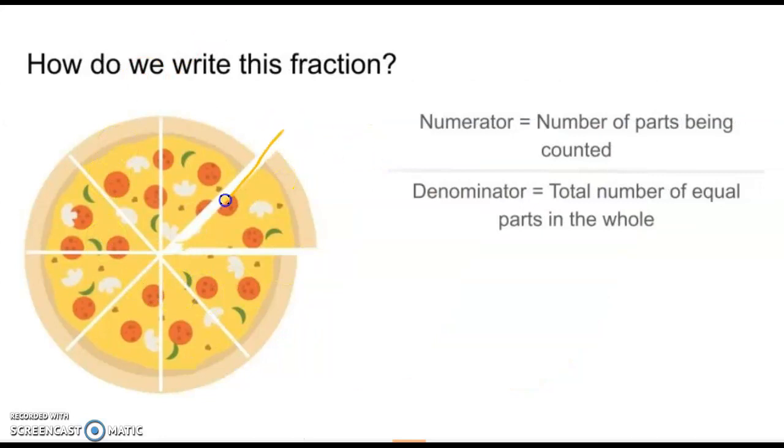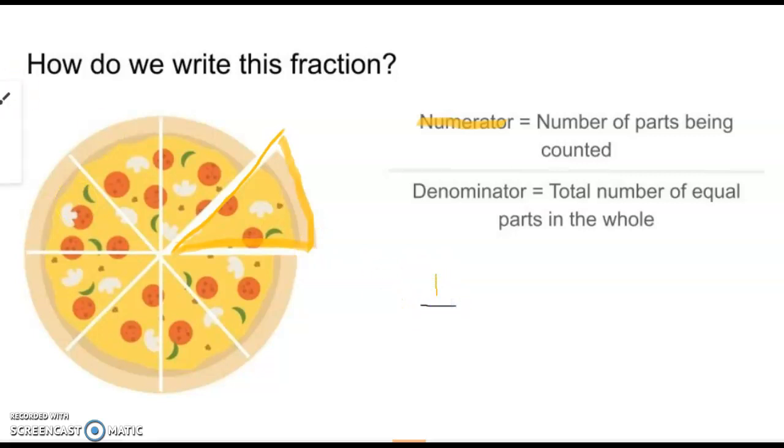If I was to take just one slice of pizza, how would I write that as a fraction? Well, remember that when we write fractions, we use two numbers separated by a bar. So that top number is called the numerator. And what the numerator does is it tells us the number of parts that are being counted. In this case, we are only taking one slice of pizza, so the number of parts being counted would be 1. So we would have 1 in the numerator.